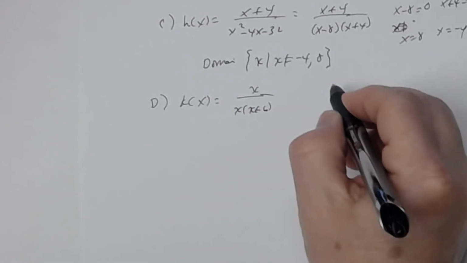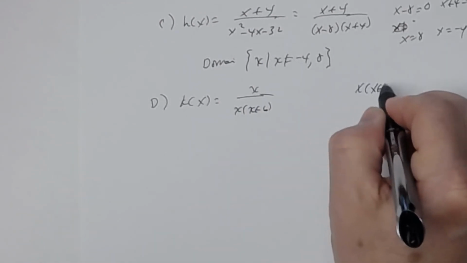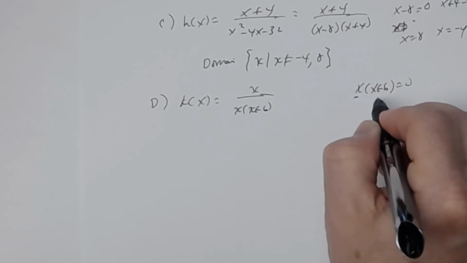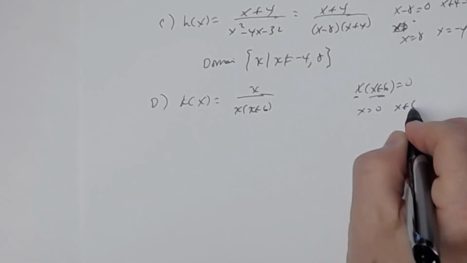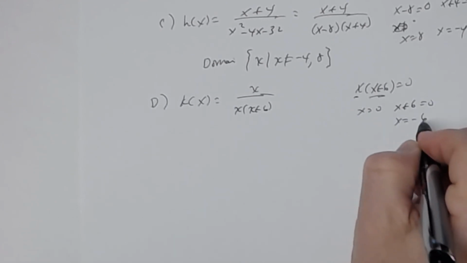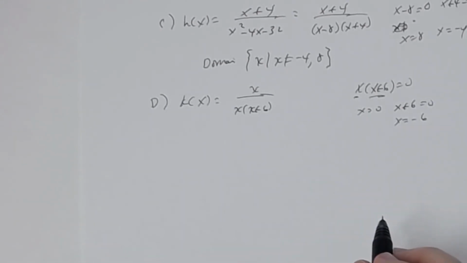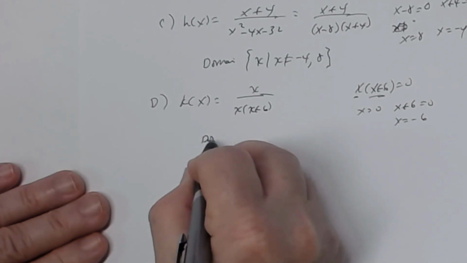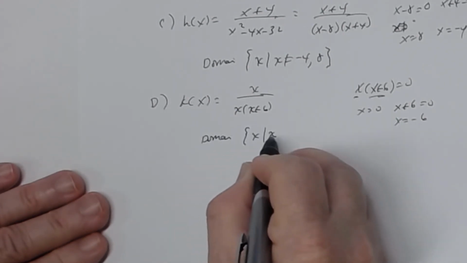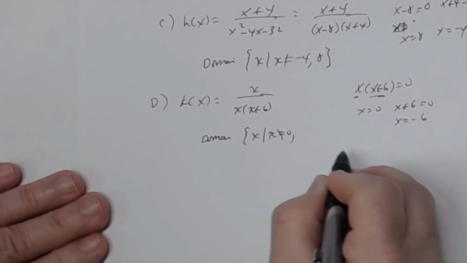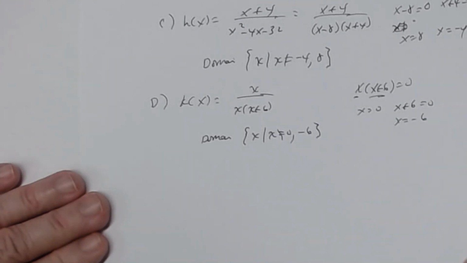And so we're going to set each of those equal to 0. x times x plus 6 equals 0. And then I set each of those factors equal to 0. So I get x equals 0, x plus 6 equals 0, so x equals -6. So then what I found is that the domain in set notation would be the set of x's such that x does not equal 0 or -6.